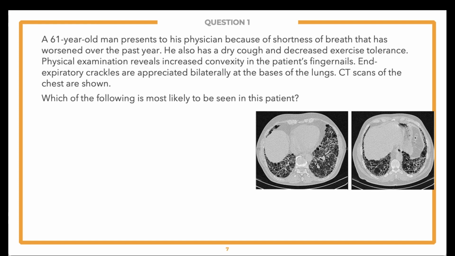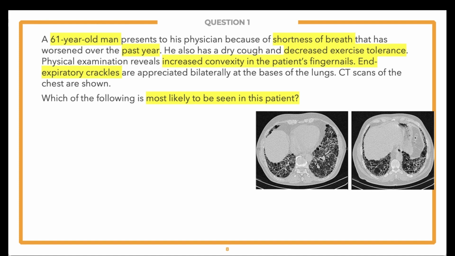So let's go through and let's highlight some of the keywords in this question that would point out what we're looking at here. So again, let's start with the lead-in. Most likely to be seen in this patient. So it's not necessarily asking you the underlying diagnosis. It's not asking mechanism of action. It's asking what else can be seen in addition to what's going on.